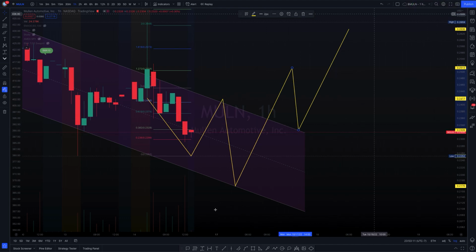Just make sure to not take this as literal advice. Excuse me. Just know that this is potentially what could happen, and I'm showing you guys a trend of making new higher lows and higher high structures as well. But anyway, that is actually going to do it.